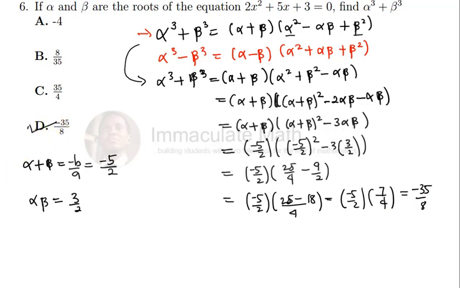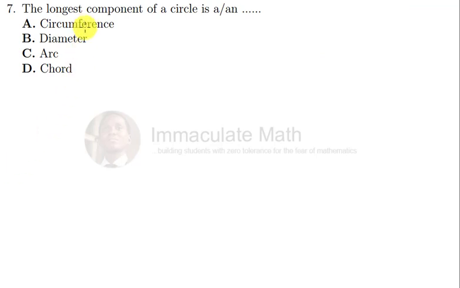All right, so let's move on to the next question. In this question, they said the longest component of a circle is what? Of course, it is the circumference. I can't choose the diameter when the circumference is there, and I can't choose an arc when the diameter is here. So the correct option here is A.